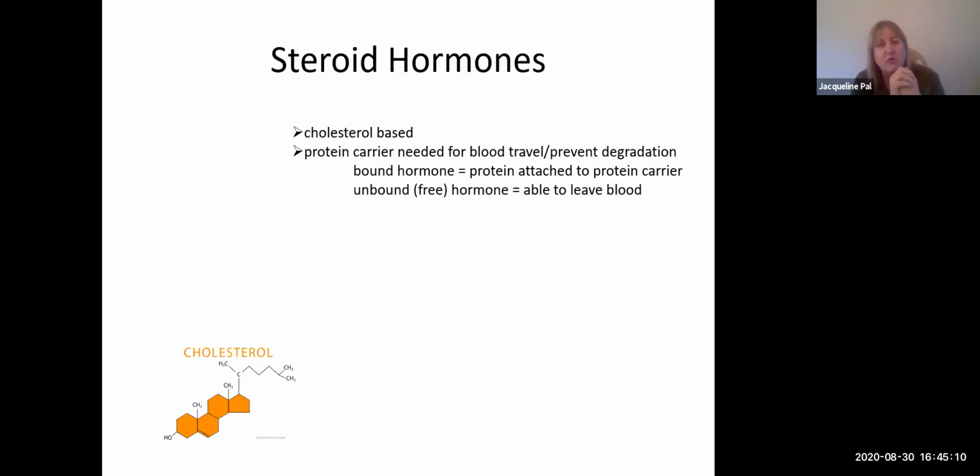It won't travel through the blood because blood is water based. So it needs a protein carrier. This protein carrier also helps prevent it from being degraded by other enzymes in the blood. When the steroid hormone is bound to the protein, we call it a bound hormone, and this makes it physiologically inactive. Once it's unbound, we call it a free hormone, and then it's able to leave the blood to find its target and its receptors to bind to.